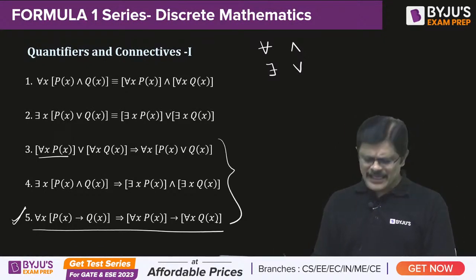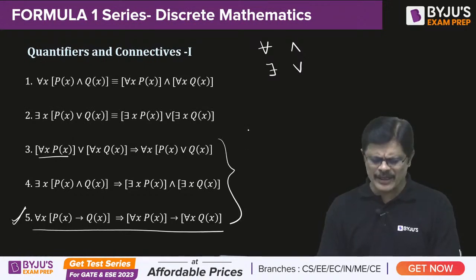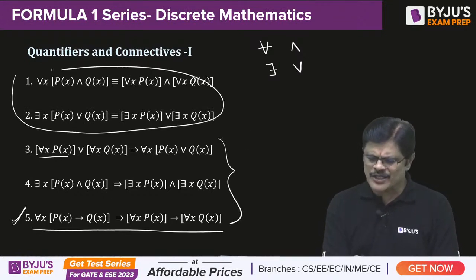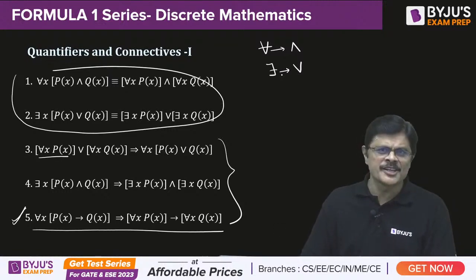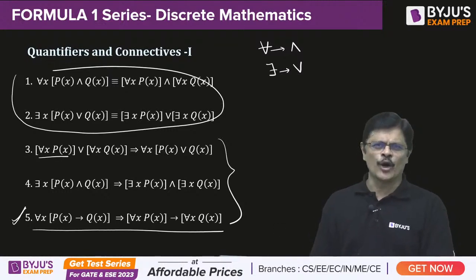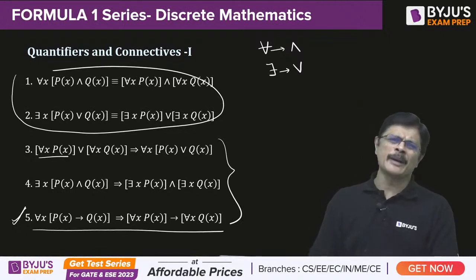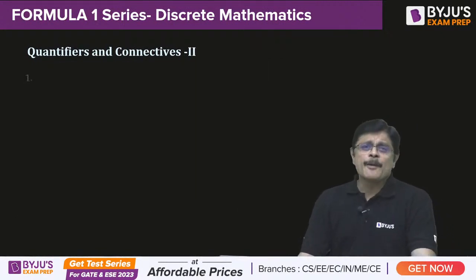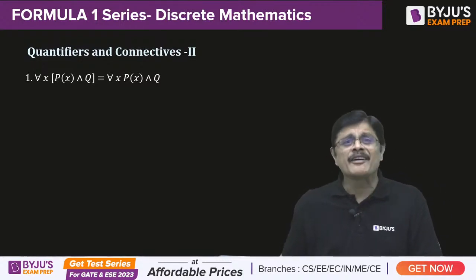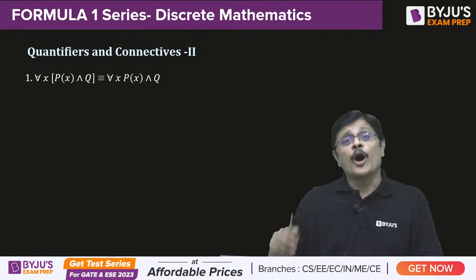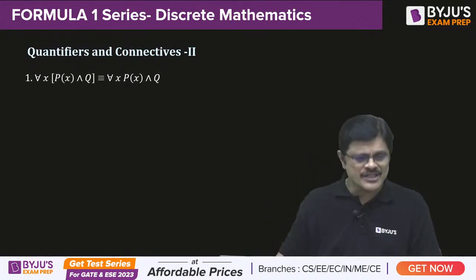Actually, this is very important. These 3 you should practice well, because these 2 you can easily remember, since for all works fine with AND, and there exists works fine with OR, because of their definitions. These 3 you have to practice, sir. Out of 12, these are the 3 which you need to practice. But suppose you have one predicate and one proposition, then all the first four will be equivalences only.